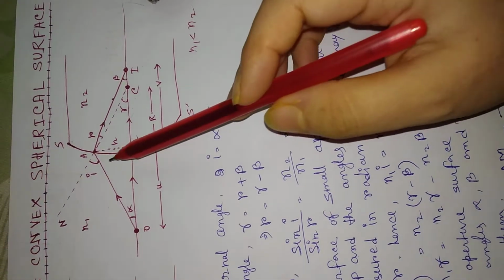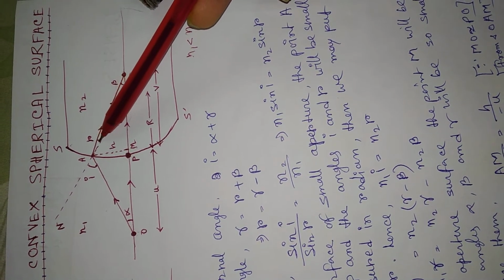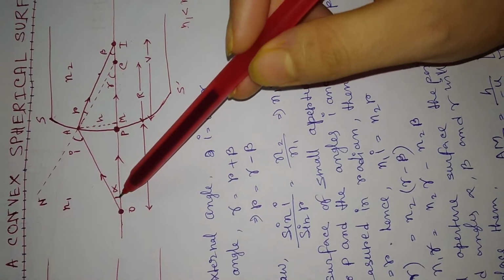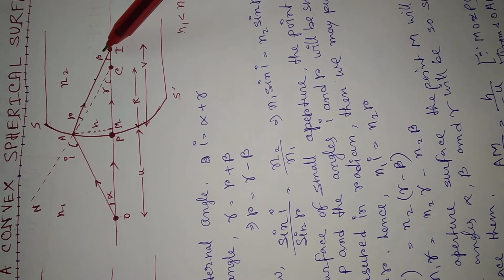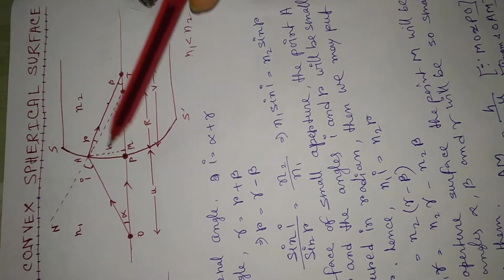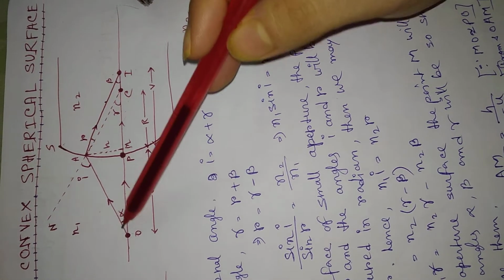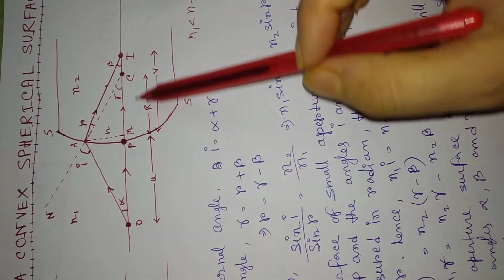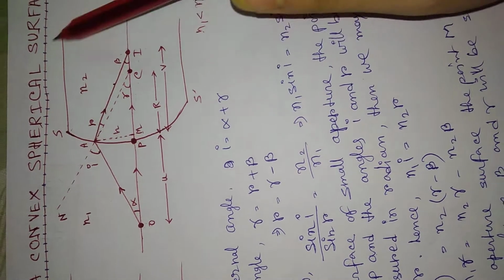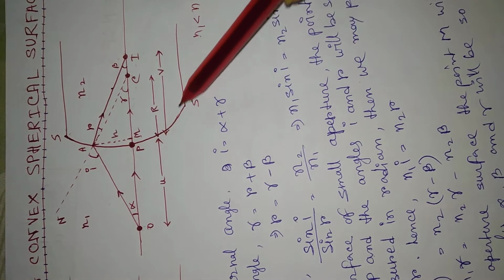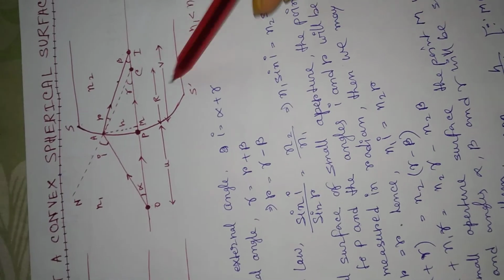Here you can see this is the incident angle, which is i, and this is the refracted angle, which is r. Here we assume that this angle is alpha, this angle is gamma, and this angle is beta. Okay, and here we should take a perpendicular from point A on this principal axis. This is the pole of this spherical surface, and this is the center of this spherical surface.